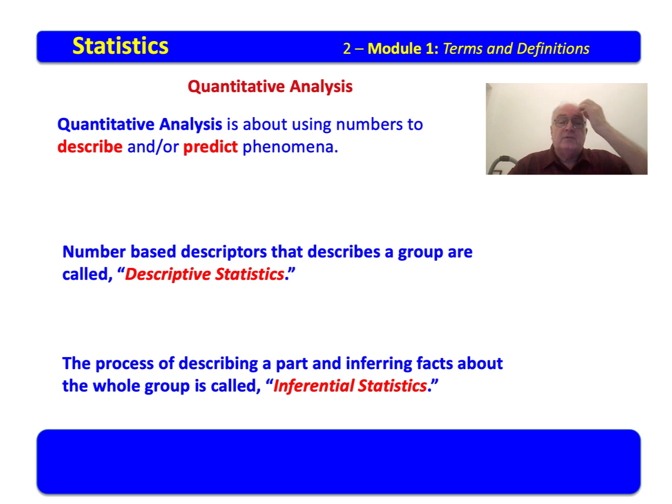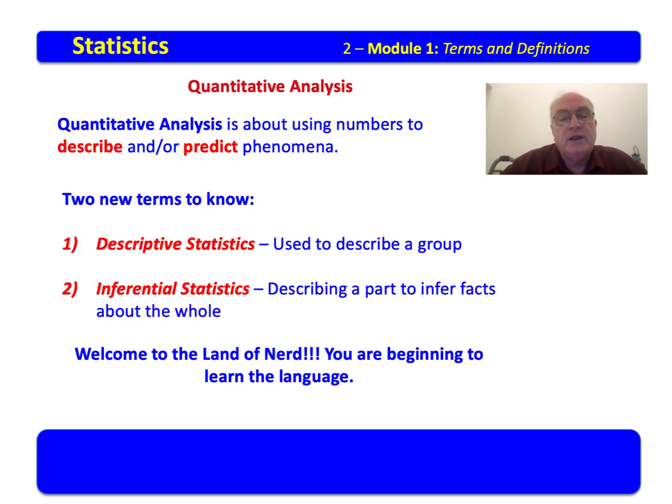Number-based descriptors that describe a group are called descriptive statistics, and the process of describing a part and inferring facts about the whole group is called inferential statistics. So you have descriptive statistics and you have inferential statistics. You always start by learning how to do descriptive statistics, how to describe something. And once you learn how to describe that thing, you will begin to study how you use those descriptions to infer about an entire group. Now remember, the entire group is called the population. The portion that we select to look at is called the sample. So descriptive statistics can be done on the sample to describe or infer then about the population.